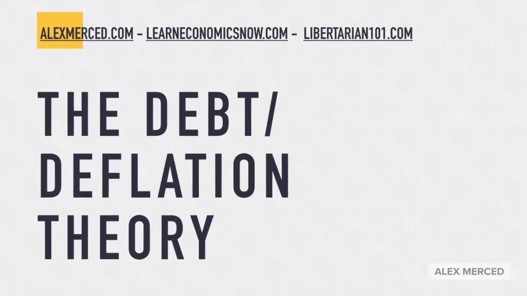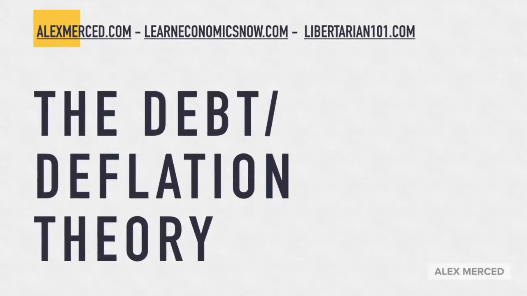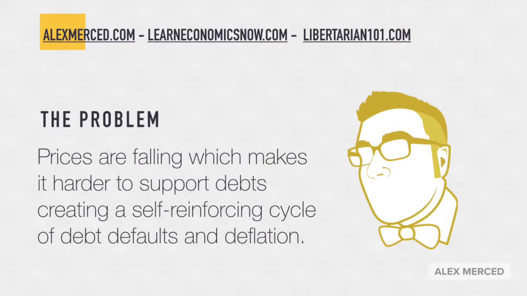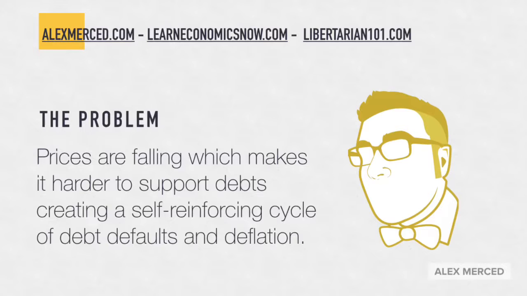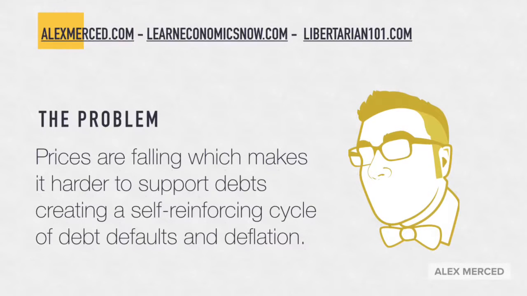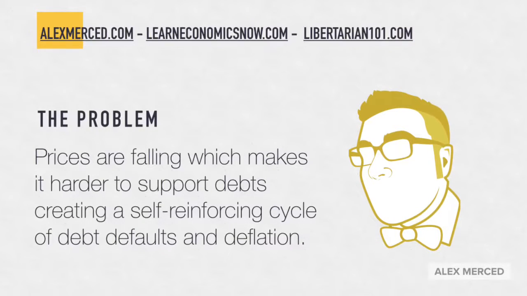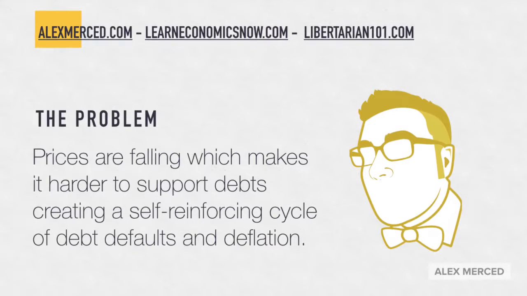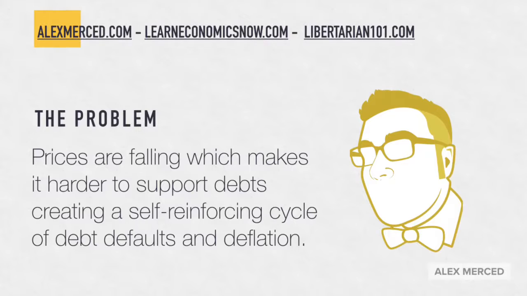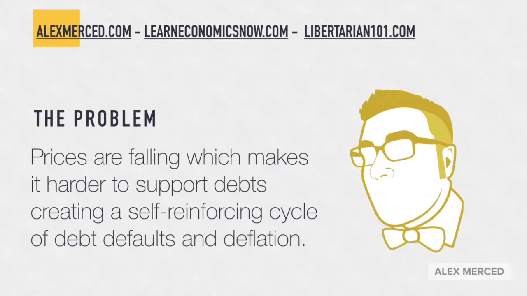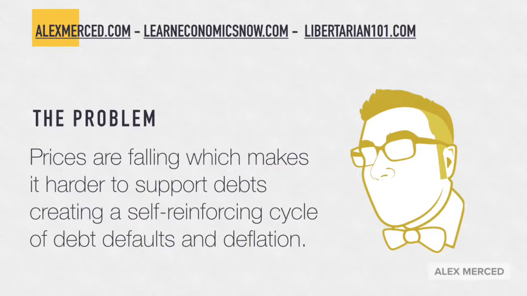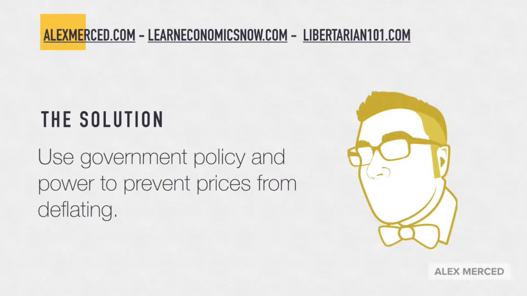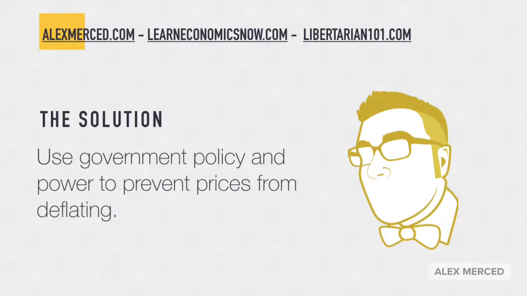Irving Fisher and the debt deflation theory of the business cycle. Within this theory, the idea is that prices are falling, so businesses are not making as much money off their sales, so they can't pay their debts. So it becomes harder and harder to pay the debts, which means people default on the debts, which means prices keep falling, which means more debts keep defaulting, and it becomes a reinforcing cycle that needs to be stopped. The solution? Use government policy and power to prevent prices from deflating.